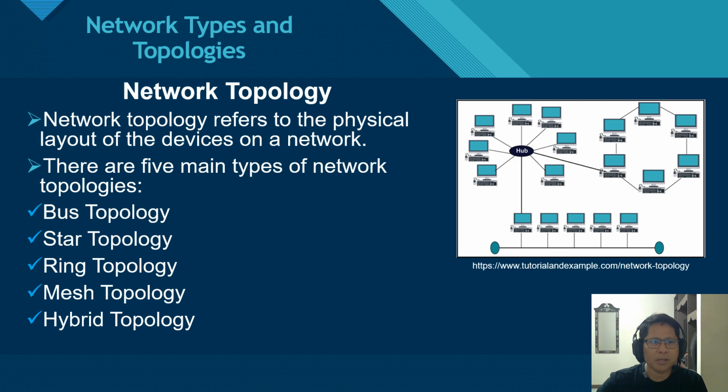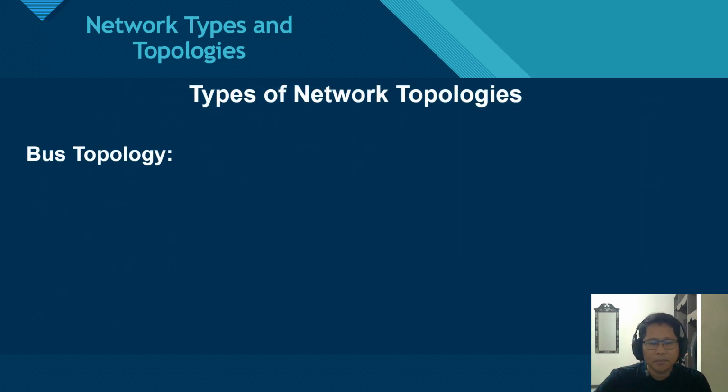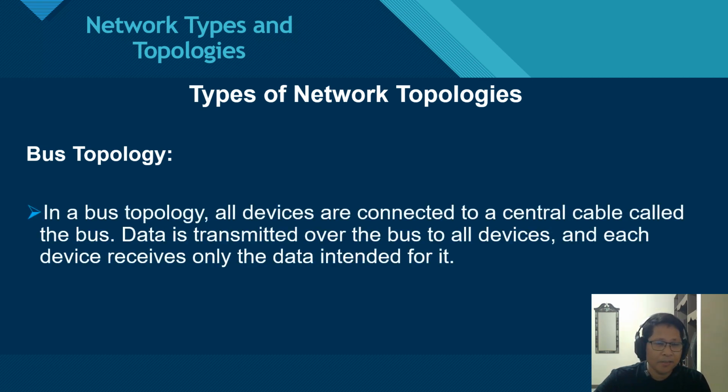Let's talk first about the bus topology. In a bus topology, all devices are connected to a central cable called the bus. Data is transmitted over the bus to all devices, and each device receives only the data intended for it. I'm going to do the demonstration of the bus topology using Cisco Packet Tracer.